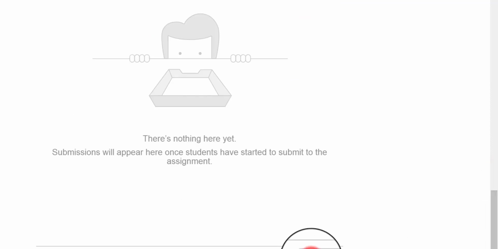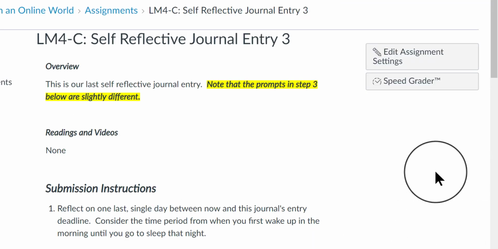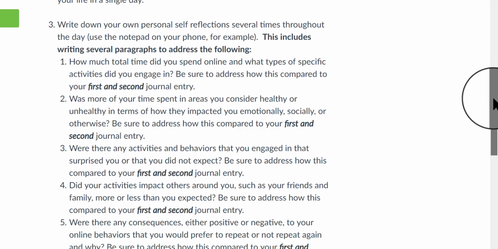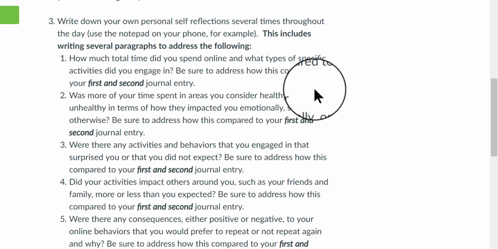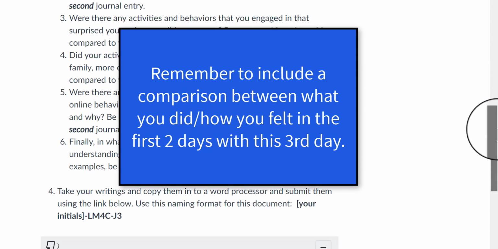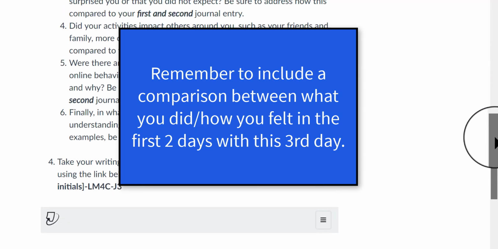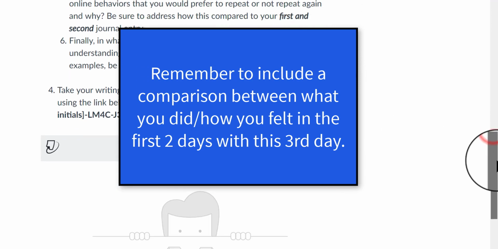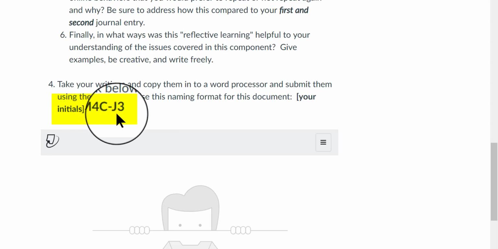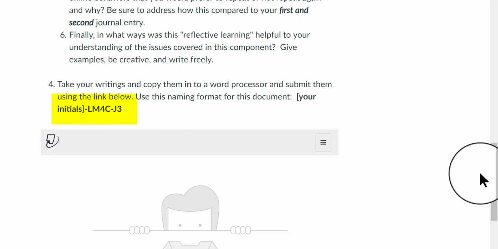And finally, on the last and third journal entry document, again, it's very much like the first two, but this time you're going to compare this third day to what you wrote in the first and second altogether. So it's really very similar to the first and second, but please make sure that you answer these questions as they are written. Save this journal entry with this name, LM4CJ3, with your initials in the front.